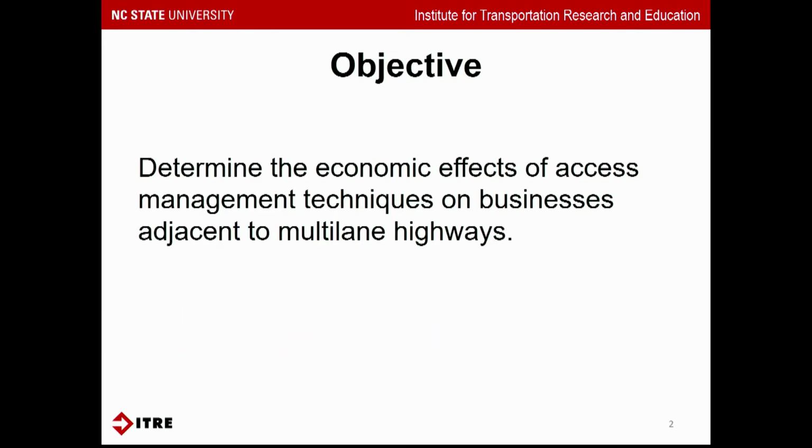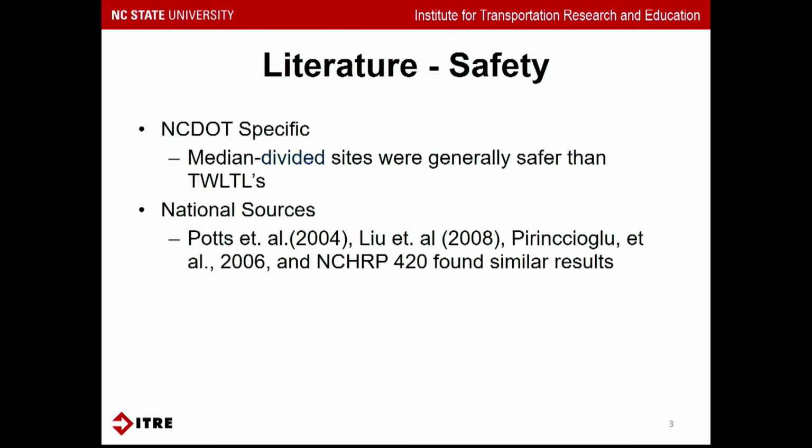So the objective was, as I said earlier, determine the economic effects of access management techniques, mainly medians, on business adjacent to multi-lane highways. So just a quick perusal through the literature, at least at the time that I put this together. NCDOT specific, when we talk about safety, median divided sites were generally safer than two-way left turn lanes. That's a very general statement. There was some basic research done at NCDOT at the time.